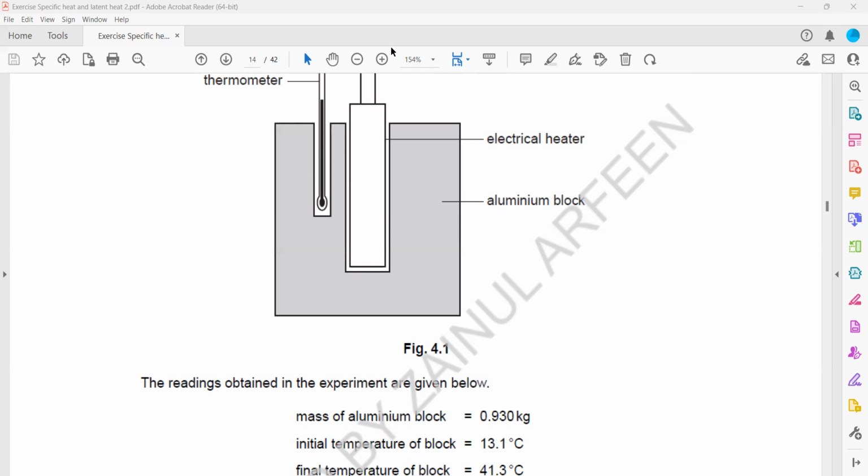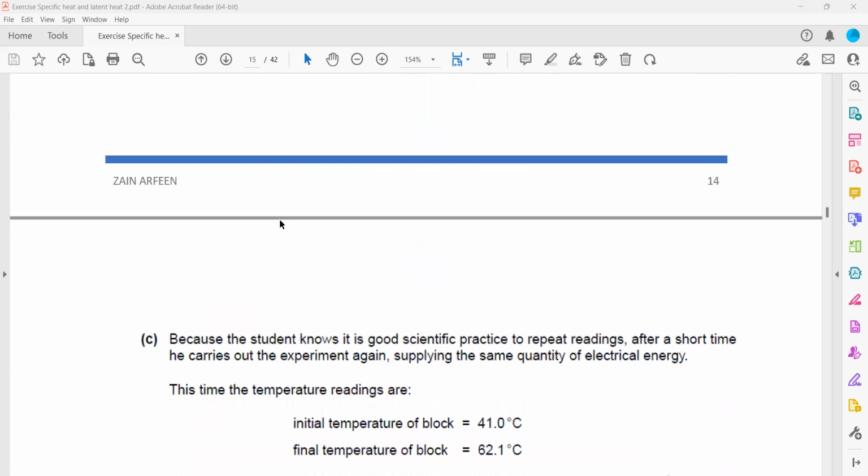So we allow this block to cool down and we repeat the experiment.